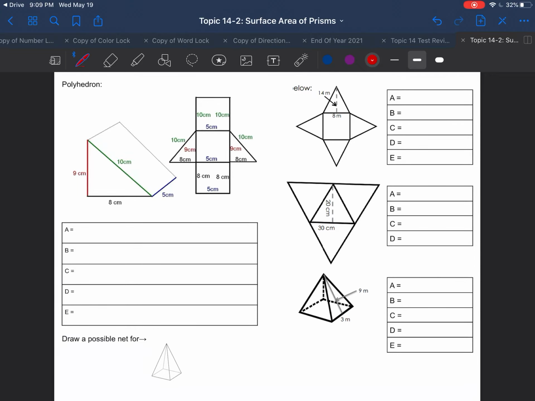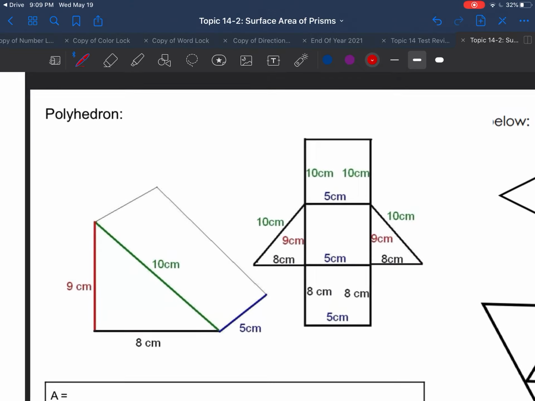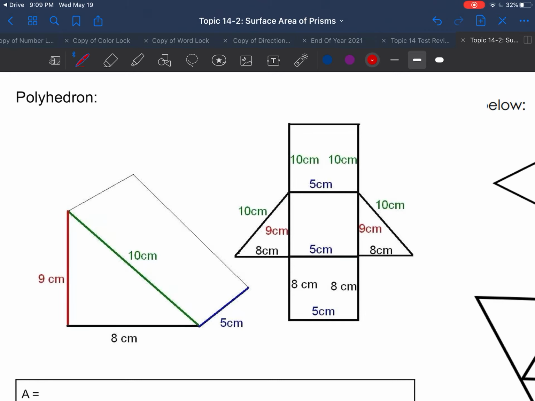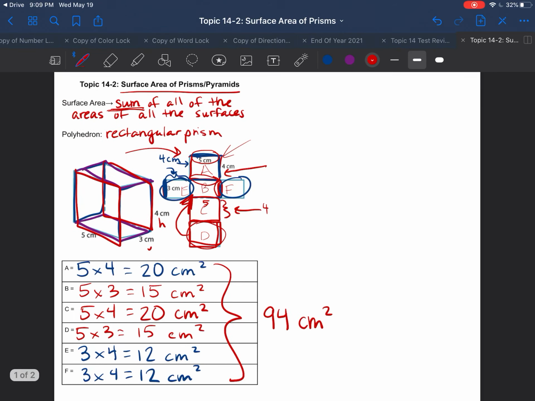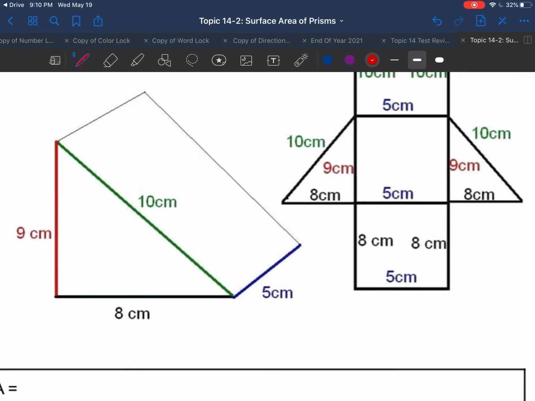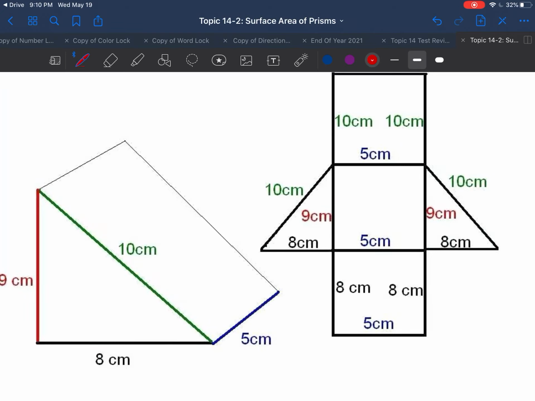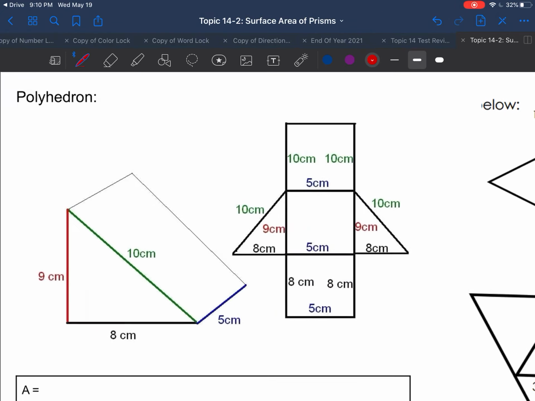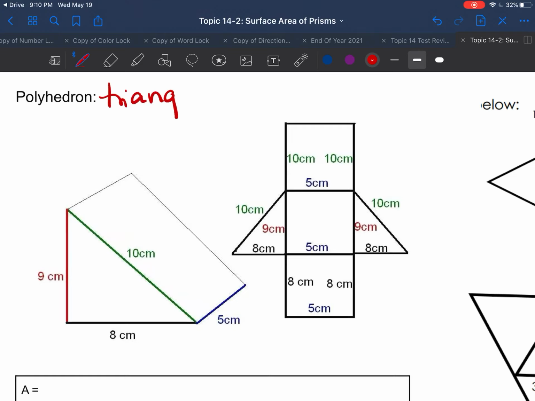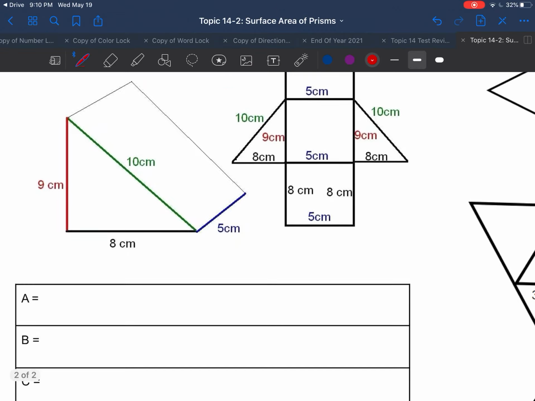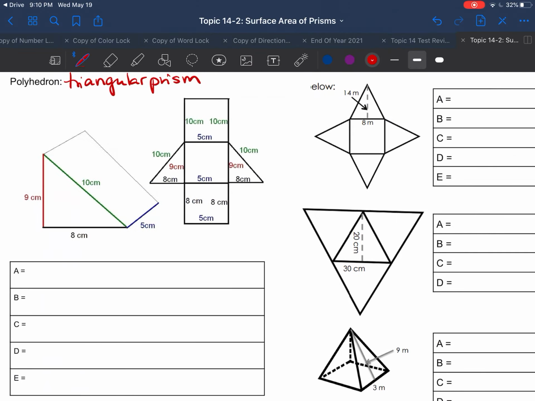Okay, so this is a different type of net. This is a different type of polyhedron. It is not a rectangular prism, but it has triangles as its two bases. So this would be a what? Triangular prism. All right, so we're going to, just like we did before, label the surfaces.